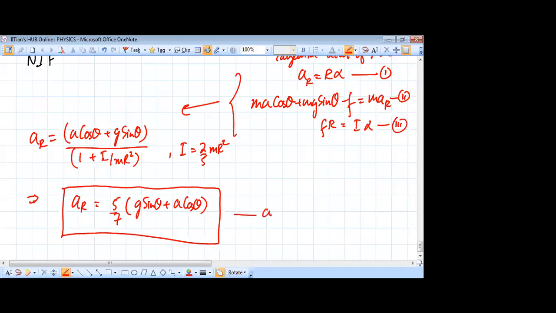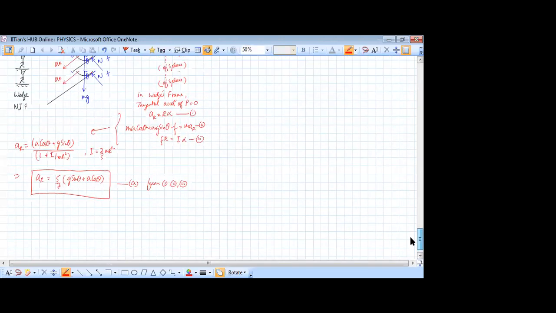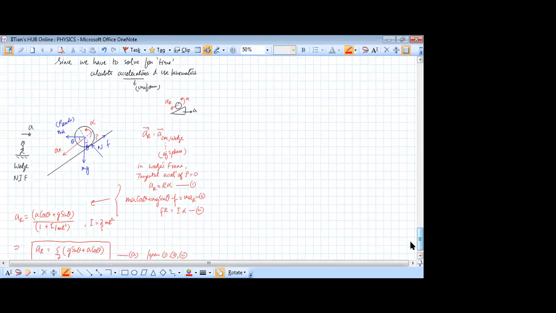So let's see equation A. It's coming from 1, 2, and 3. Now for the wedge, you don't need to solve the FBD because we can apply the condition of center of mass of the system.